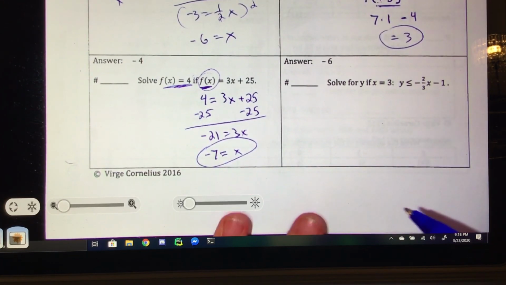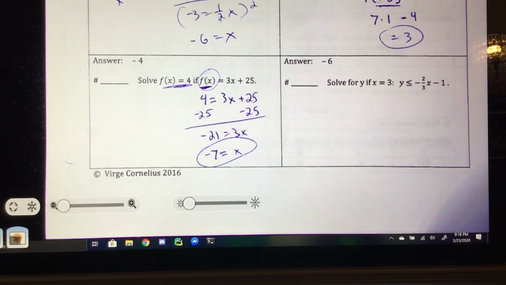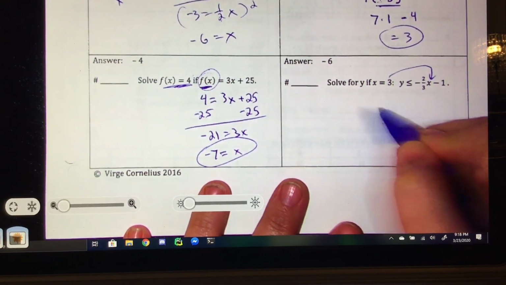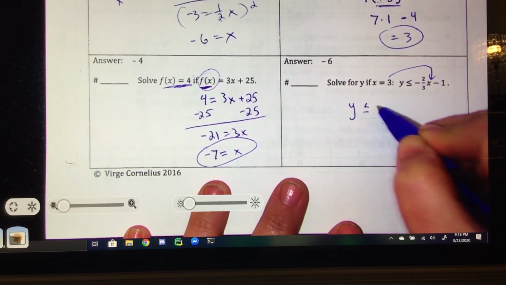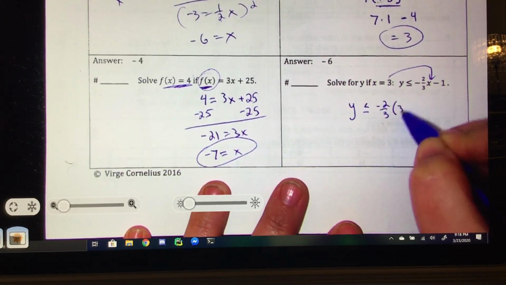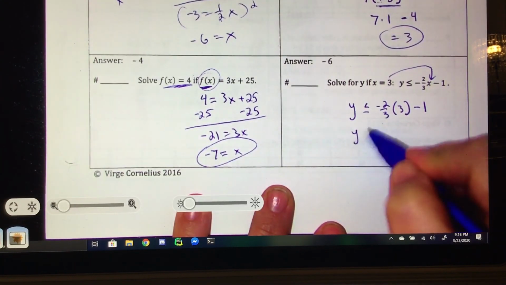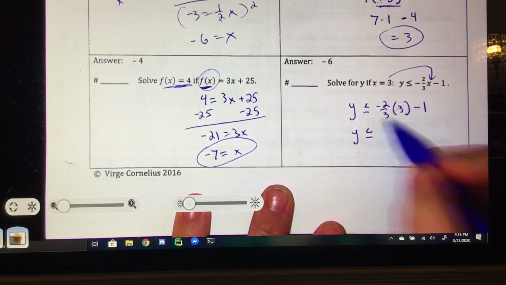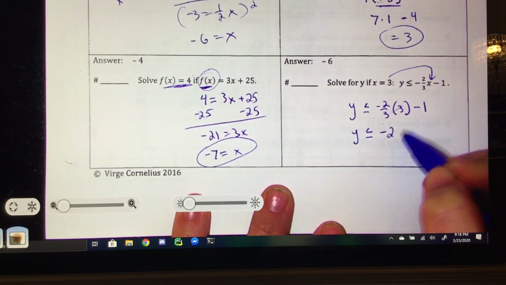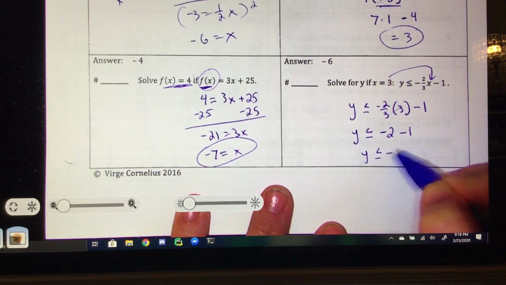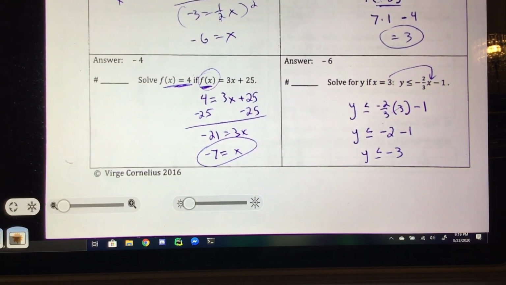And then the last question, solve for y if x equals 3. So again, you just plug 3 in for x. So you have y is less than or equal to negative 2/3 times 3 minus 1. And that gives you y is less than or equal to, these 3's cancel, so negative 2 minus 1. So y is less than or equal to negative 3. And that is the third video.